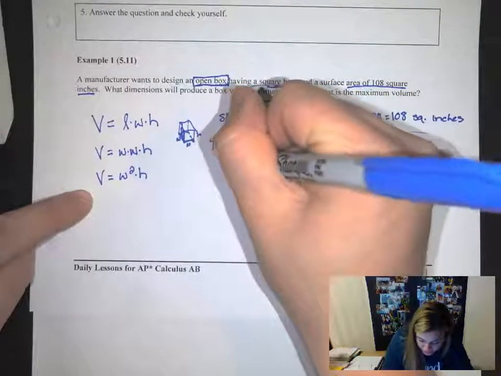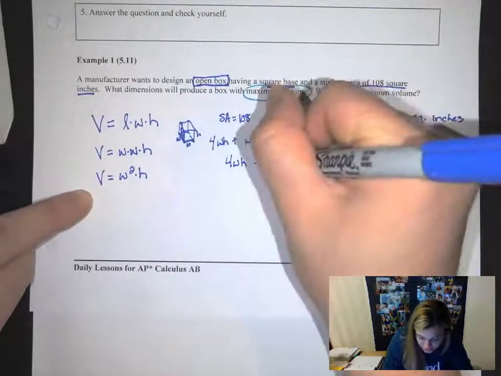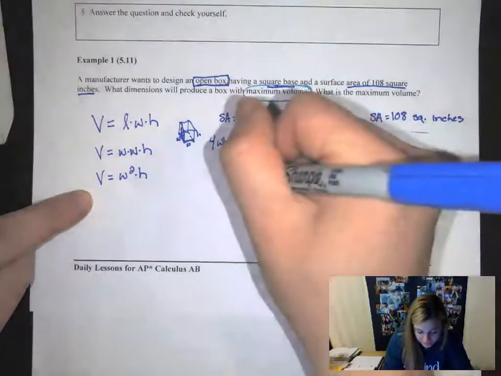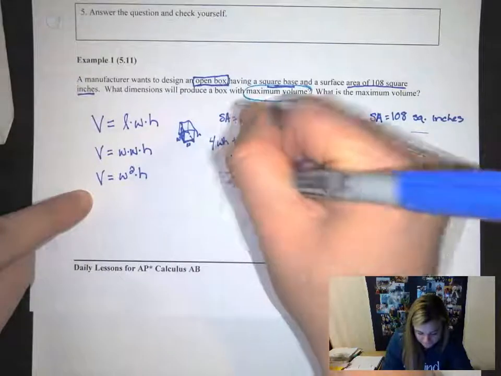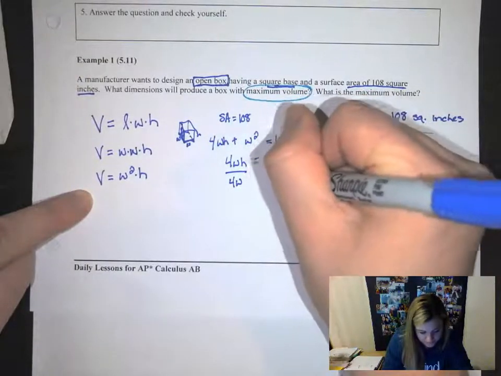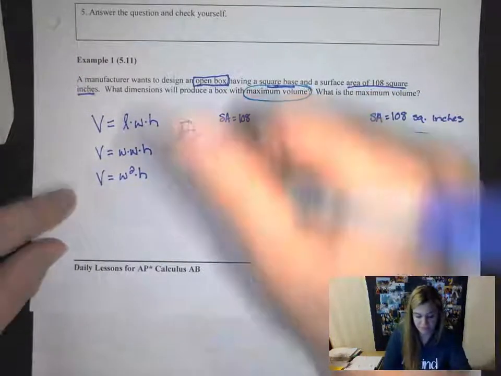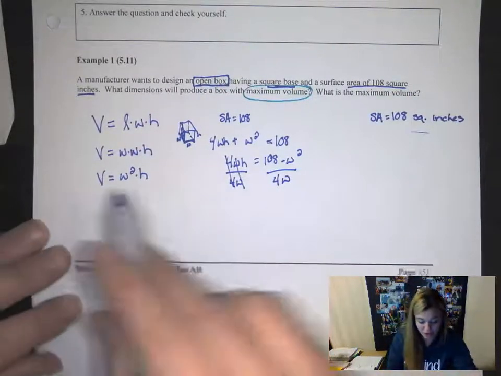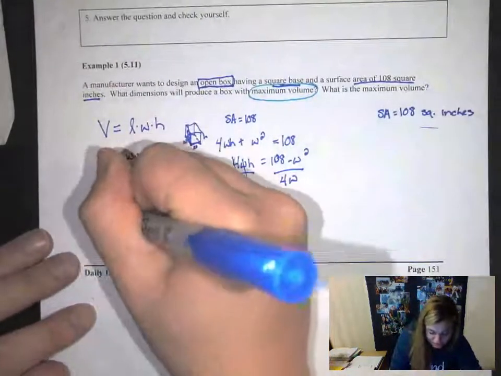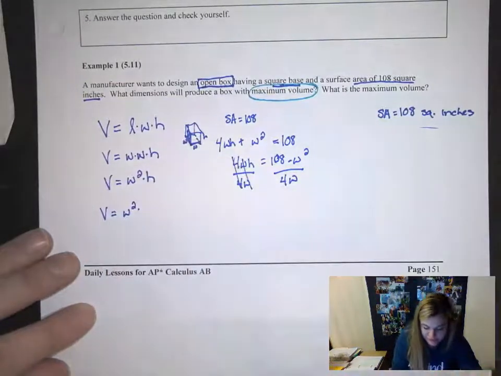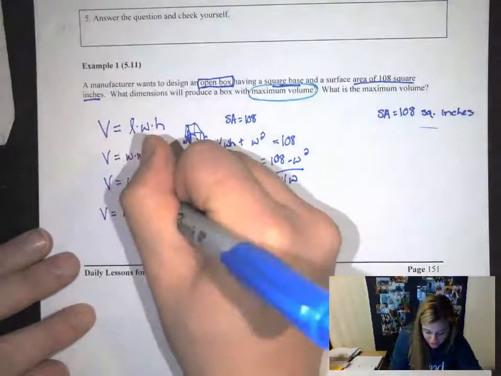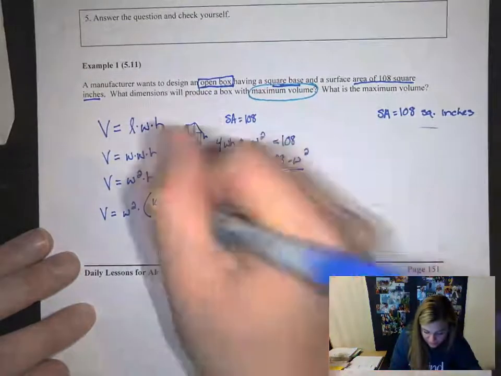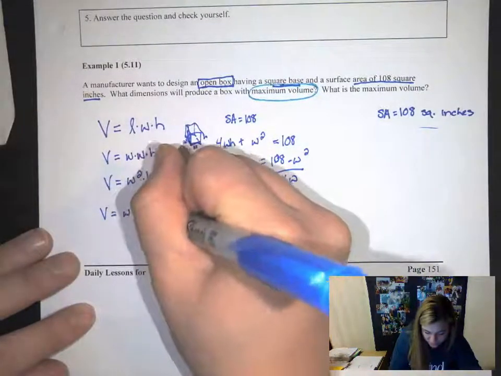So I'm going to say 4WH, subtract W squared on both sides. So I get H is equal to this whole mess. I'm going to go over here and say volume is equal to W squared times H, which is 108 minus W squared, over 4W.